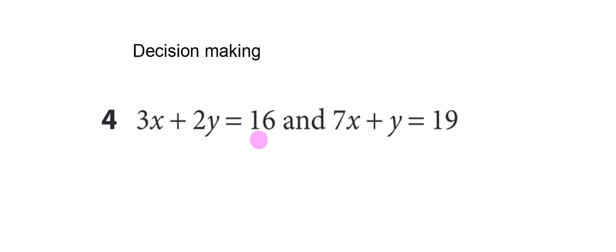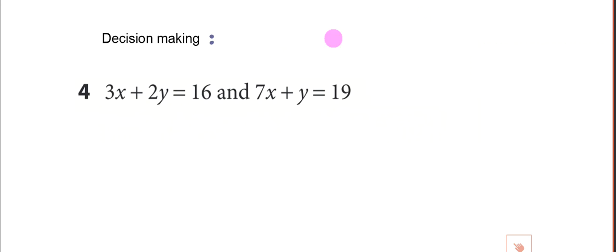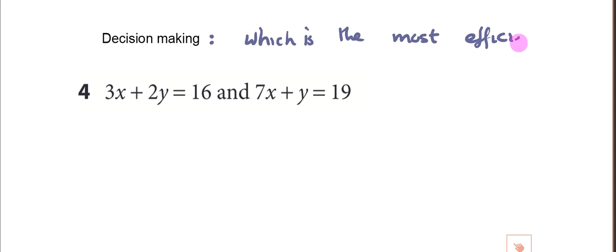3x plus 2y is equal to 16, 7x plus y is equal to 19. And we've got to make the decision. Decision making is which is the most efficient method to use. That's it. All right. Give me a chance to write that down.